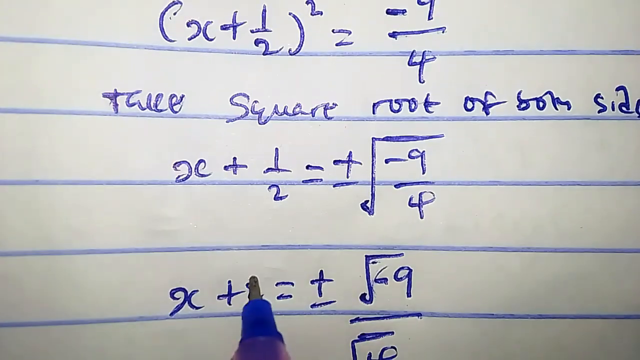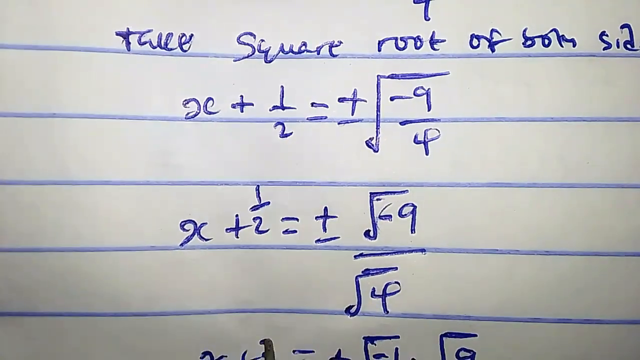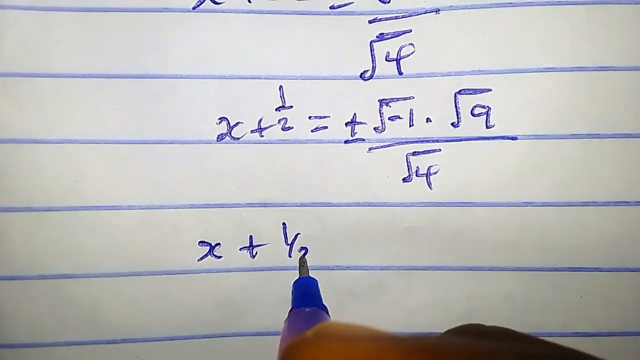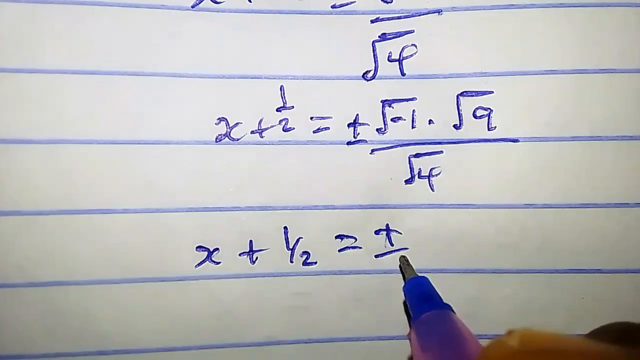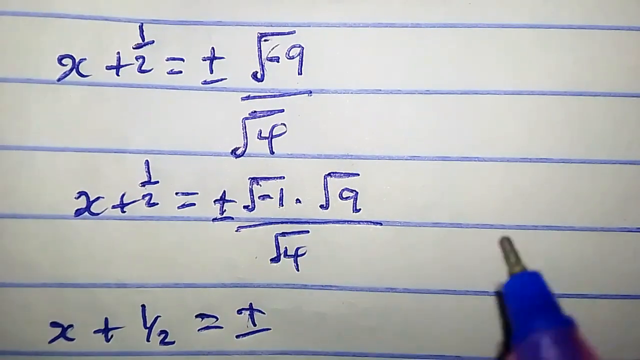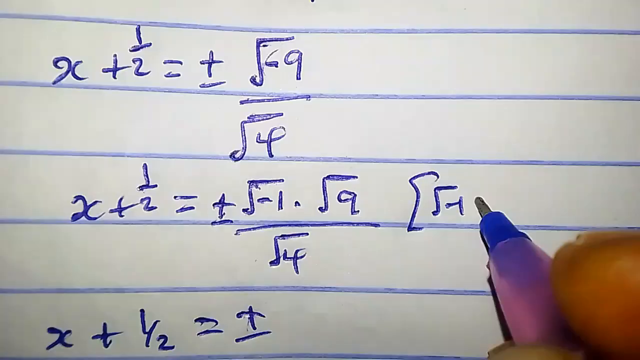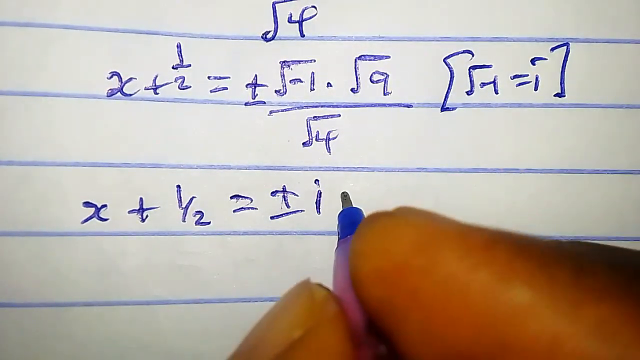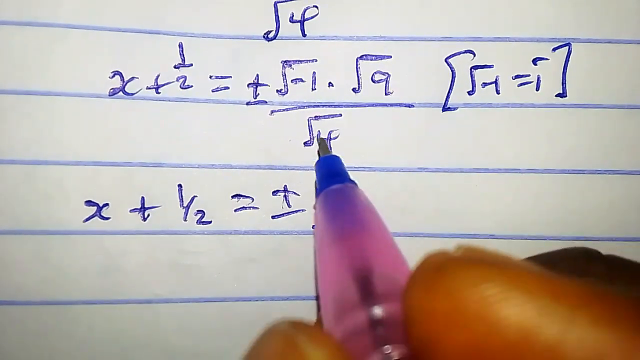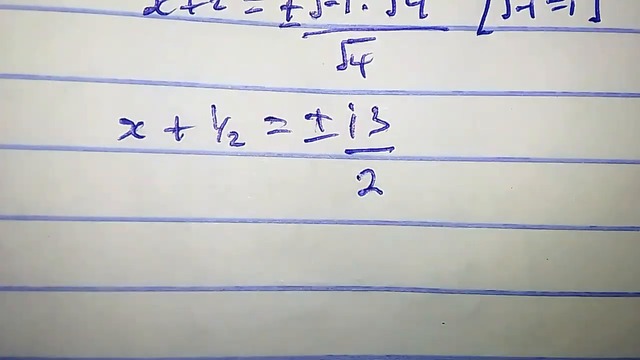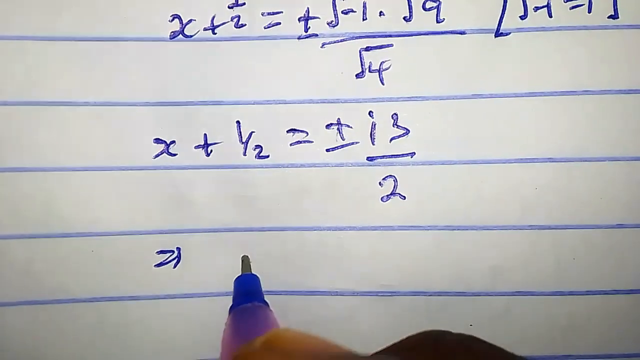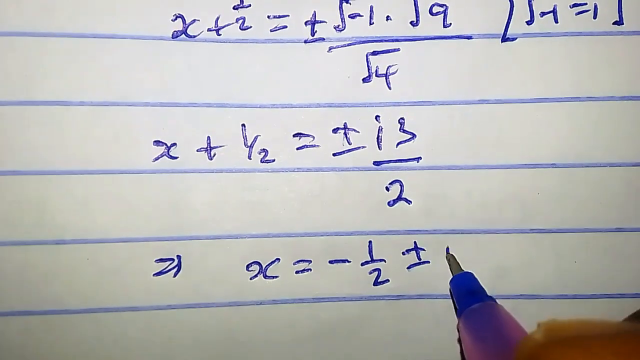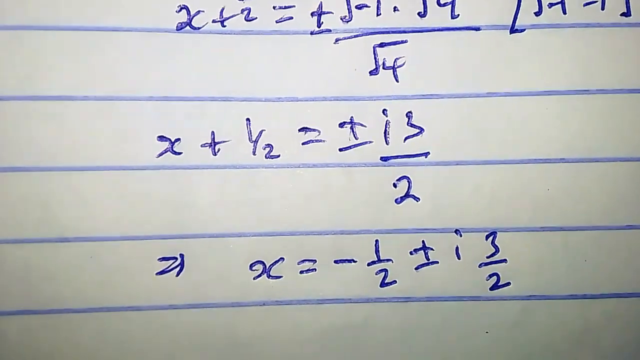Oh, sorry, there's a mistake here. This should be 1 over 2. Let's continue. x plus 1 over 2 equal to plus or minus. Don't forget, from the complex number, we know that square root of -1 is equal to i. So we have i here. What is square root of 9? That is simply 3 divided by square root of 4. That is 2. This implies that x is equal to minus 1 over 2 plus or minus i times 3 over 2.